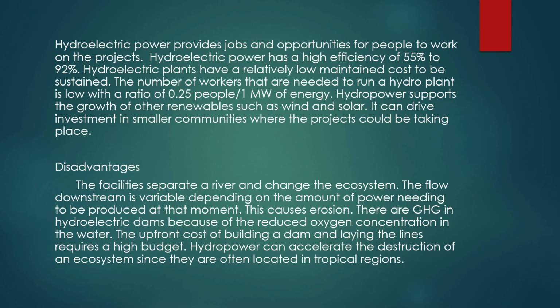The disadvantages: the facility separates rivers and changes the ecosystem, so the upstream and downstream will be separated, and that can change the aquatic ecosystems, both downstream and upstream, due to excess water and lack of water. Power generation also changes a little bit: the more power that's needed, the more water will flow through, which causes irregular amounts of flow downstream, which can cause erosion, rather than if it's just a constant stream.